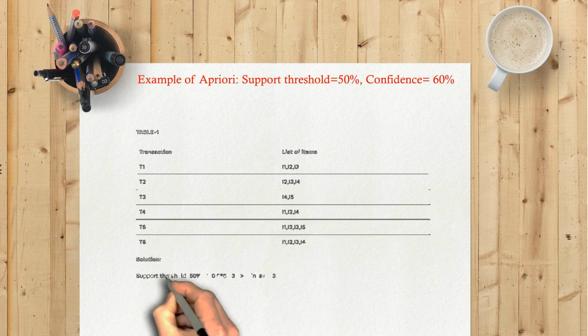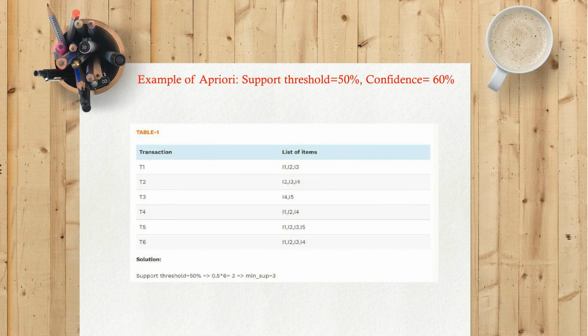Example of Apriori. Support threshold equals 50%, confidence equals 60%. Table 1. Transaction. List of items. Solution. Support threshold equals 50% implies 0.5 * 6 = 3, so min_sup = 3.